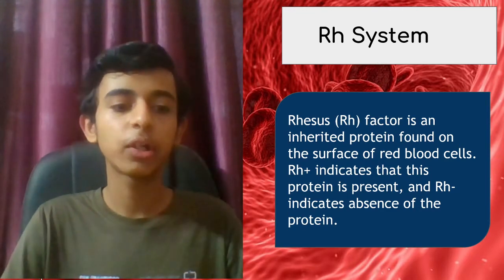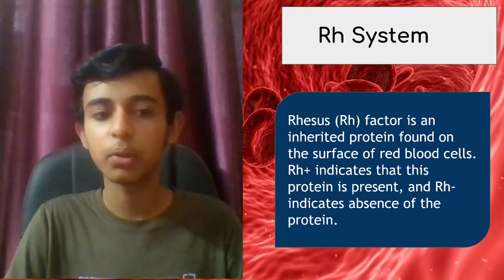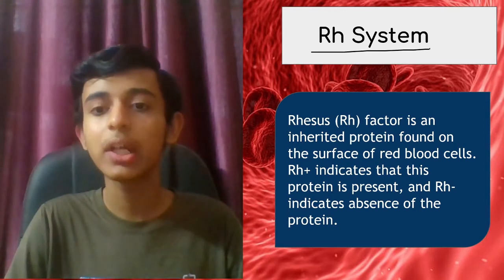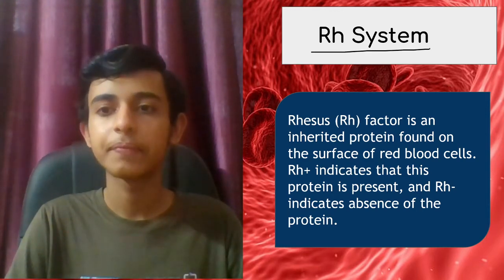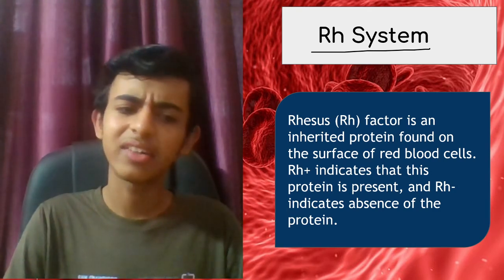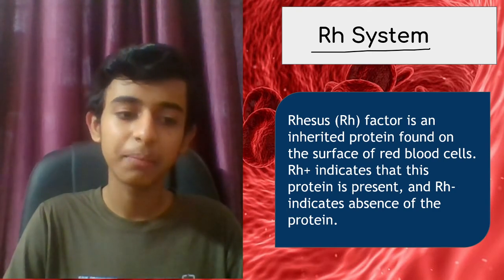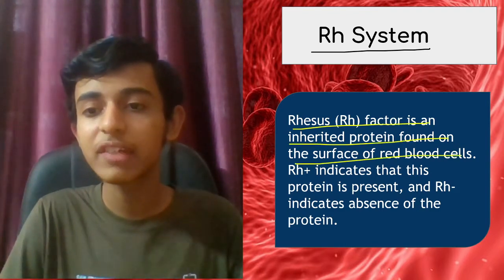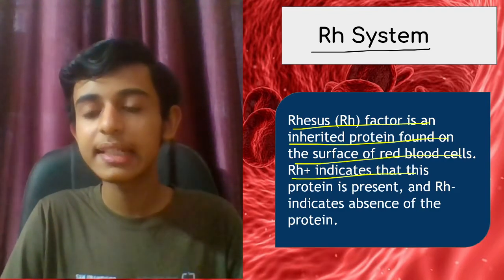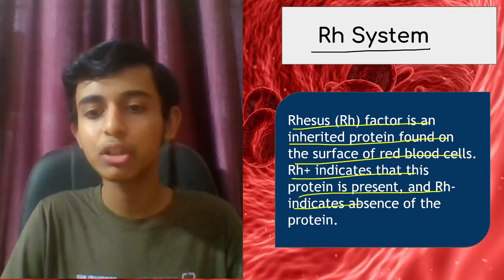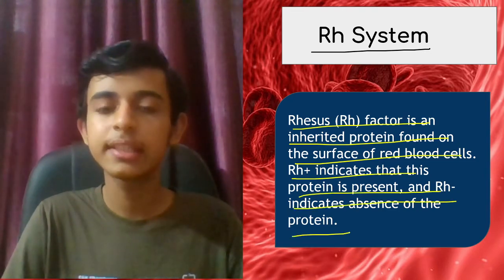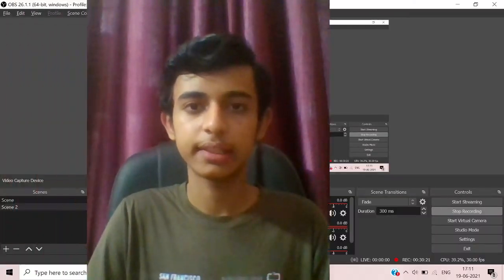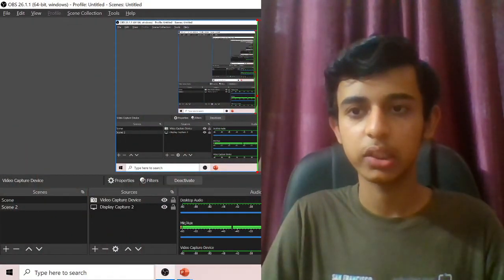Now we are moving on to the Rh system, which is equally important. What is your Rh system? Please understand, your Rh system is your rhesus factor. What is the rhesus factor? Let me change my color. See, rhesus factor is an inherited protein found on the surface of red blood cells. Rh plus indicates that this protein is present and Rh minus indicates the absence of this protein. So let me change my orientation this side.